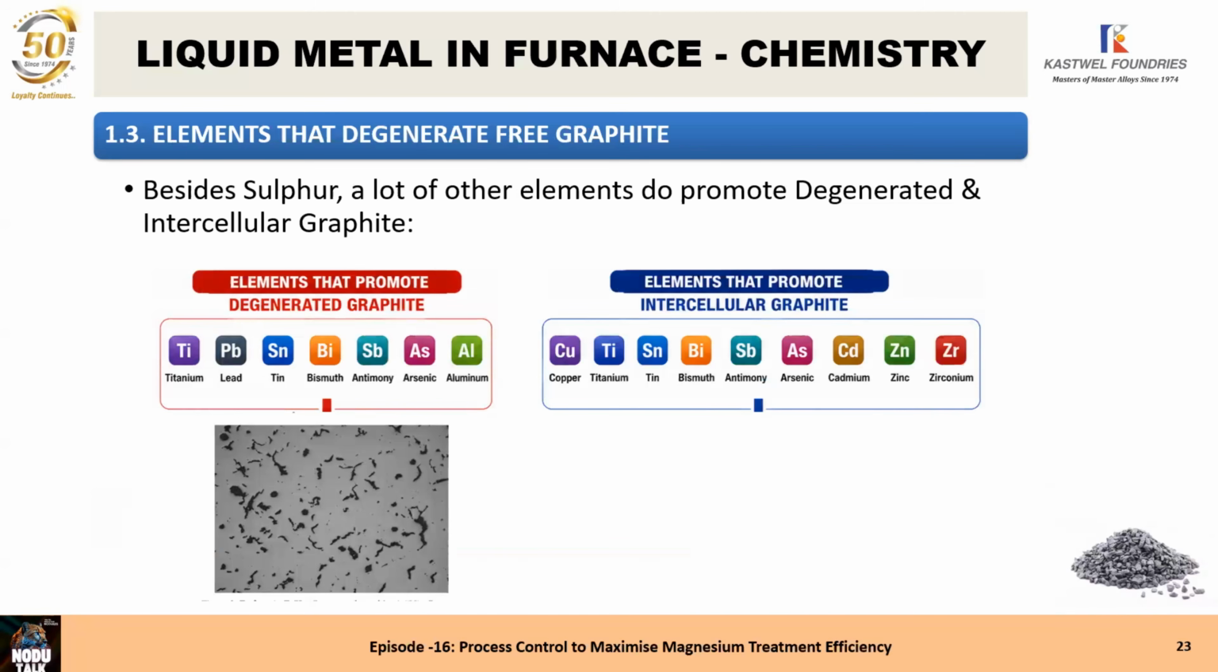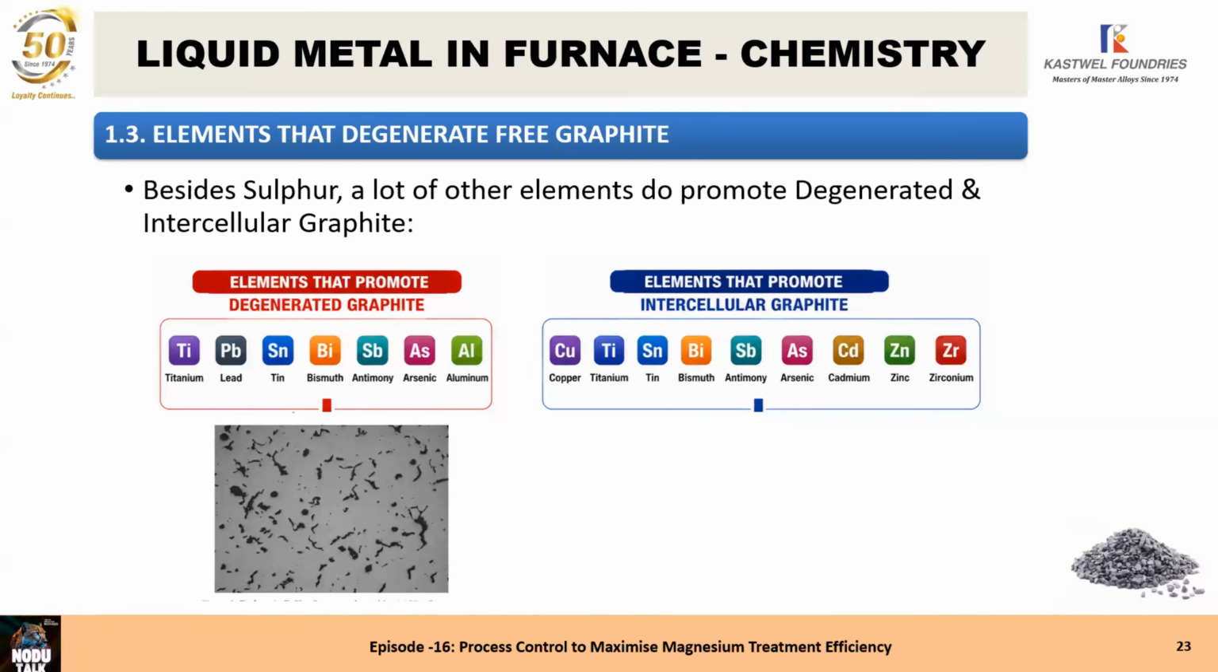Elements that degenerate free graphite. Besides sulfur, there are a lot of other elements that promote degenerated and intercellular graphite. We have seen it in previous lectures, but I want to repeat it because it's mostly forgotten by a lot of foundries, also in Europe. The degenerating elements are titanium, lead, tin, bismuth, please read very carefully, bismuth, antimony, arsenic, and aluminium.